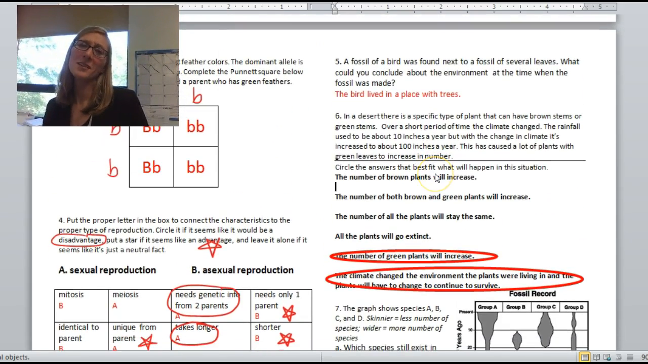All right, this question, sorry, it's kind of weird. I guess you kind of had to guess what was in my head. So a fossil of a bird was found next to a fossil of some several leaves. What could you conclude about the environment at the time when the fossil was made? At its most basic level, the bird lived in a place with trees.